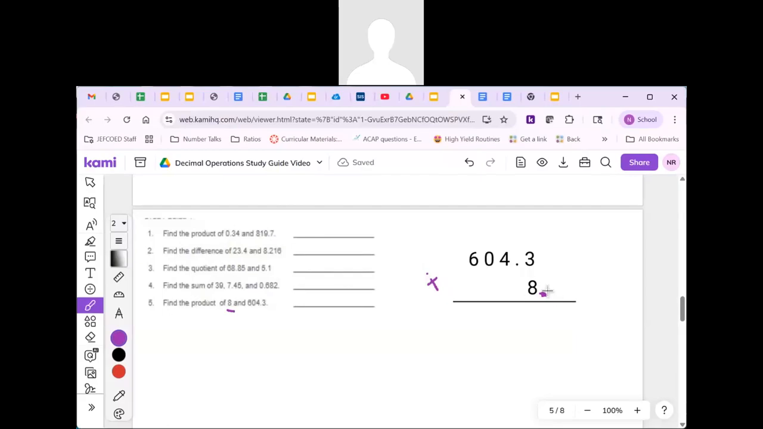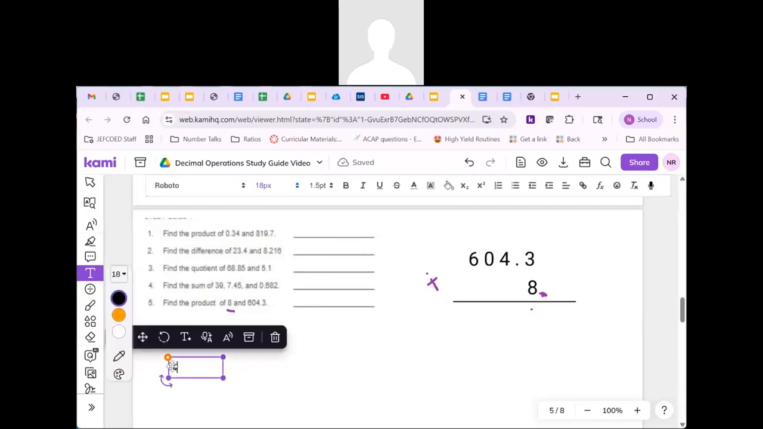Okay. This is multiplication. This is a one-digit multiplier, so I won't have to worry about having a second partial product. So I just start. 8 times 3 is 24. Oh, I'm sorry. I'm going to tell y'all the answer so you don't have to watch the whole thing if you got it right. Okay, the answer is 4,834.4. 4,834 and 4 tenths.